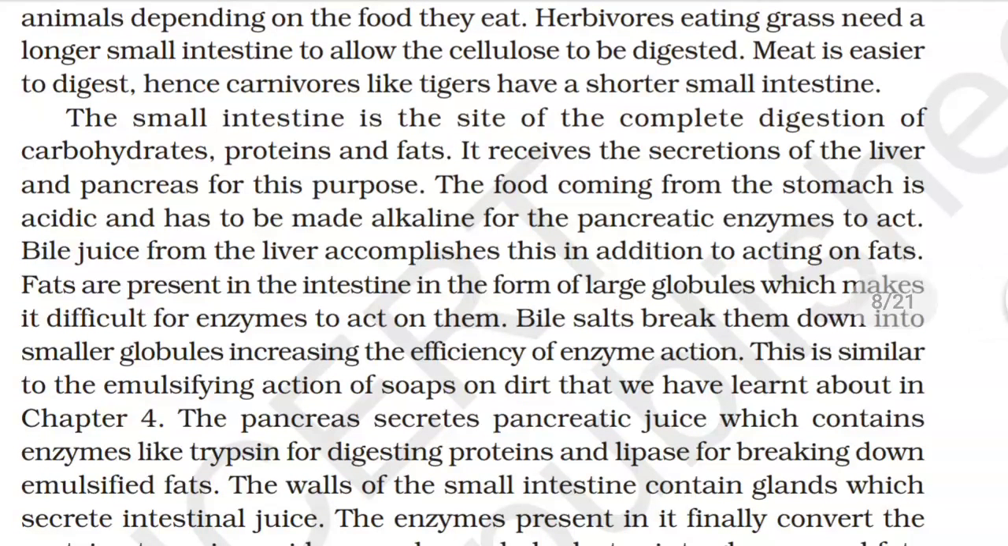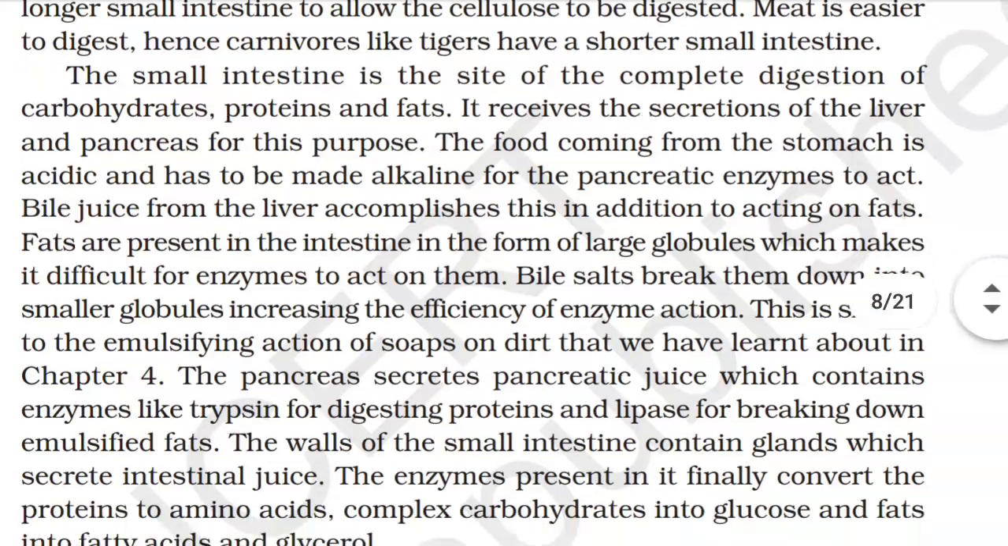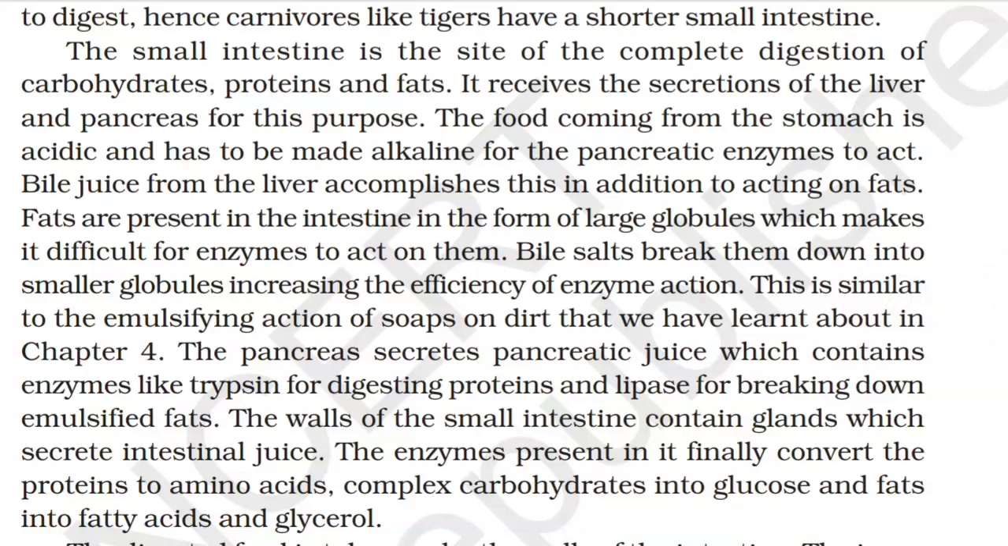Herbivores eating grass need a longer small intestine to allow the cellulose to be digested. Meat is easier to digest, hence carnivores like tigers have a shorter small intestine. The small intestine is the site of complete digestion of carbohydrates, proteins, and fats. It receives the secretions from the liver and pancreas for this purpose. The tube coming from liver as well as pancreas is known as the hepatopancreatic duct, and it opens into the duodenum, which is a part of the small intestine.